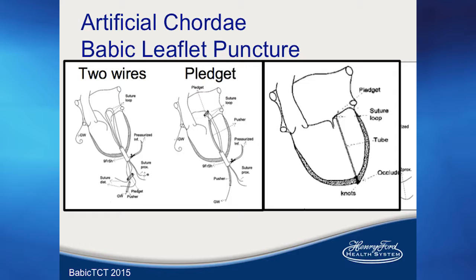So we've talked about the annulus. We've talked about repairing at the leaflet level. This is another repair at the leaflet level, simulating a cord. It's a Babic leaflet puncture. And you have a pulmonary vein here. This is transapical access. You puncture a leaflet, and you snare from here, and you just bring cords down to create a neocord. So we'll see how easy this is to do. It's still in clinical development.